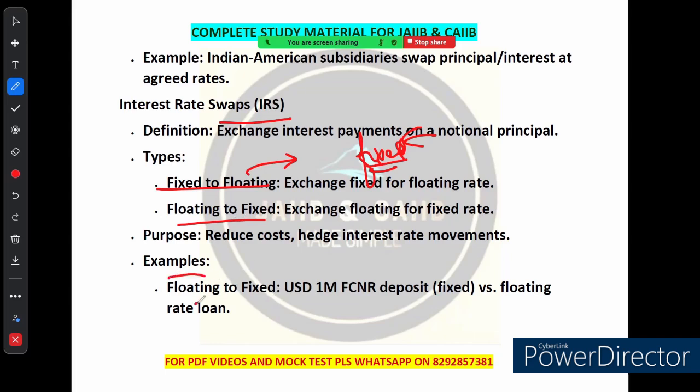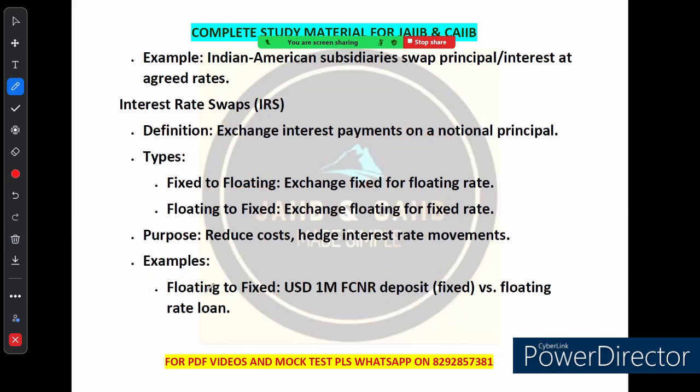Let me give you an example. A company might swap a fixed deposit for a floating loan. You can see this FCNR deposit, which is fixed, and it is trying to swap the fixed deposit for a floating rate loan.